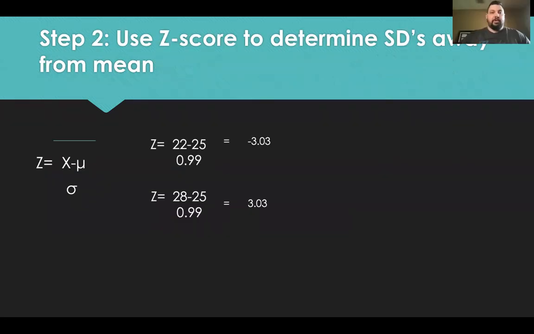So we use the z-score to determine how many standard deviations it is from the mean. We use the equation z equals x bar minus mu, divided by the standard error. And here we get z-scores of negative 3.03 and 3.03.